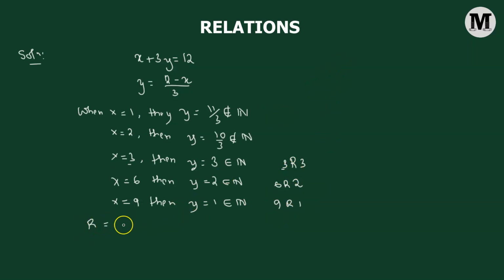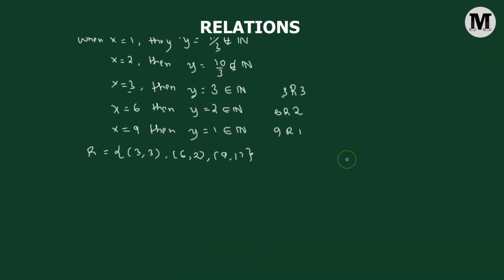So R is simply the ordered pairs. So 3R3, this relation can be converted into an ordered pair as (3, 3). Then we have 6R2, so that is going to correspond to the ordered pair (6, 2), and 9R1 will be simply (9, 1). So here we have obtained the relation R.